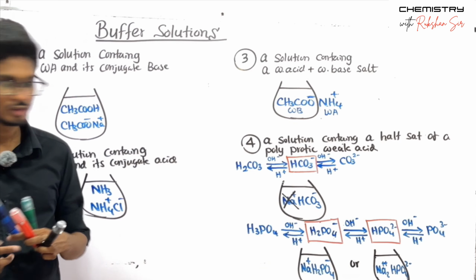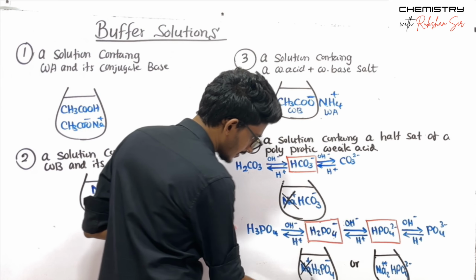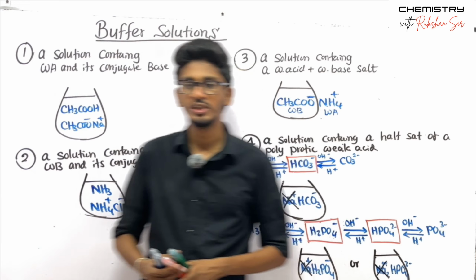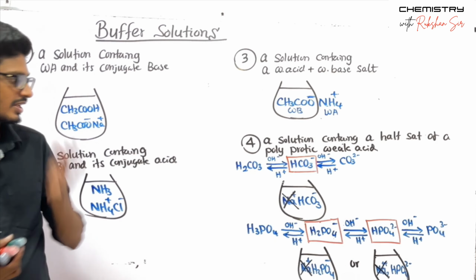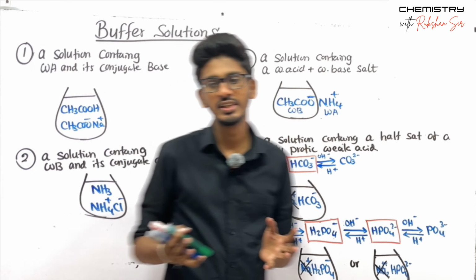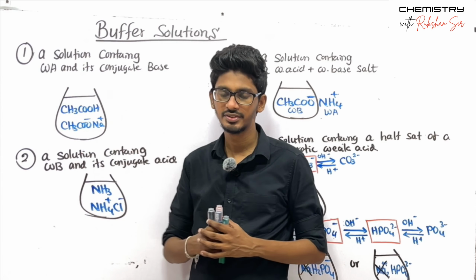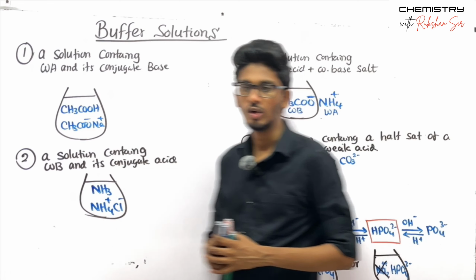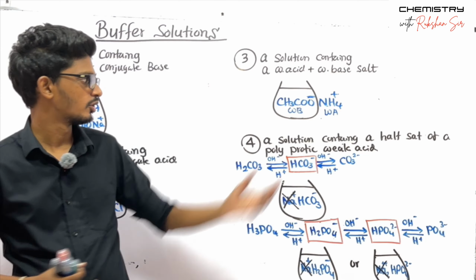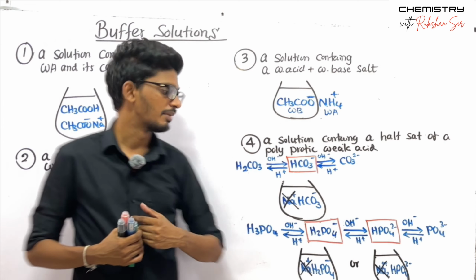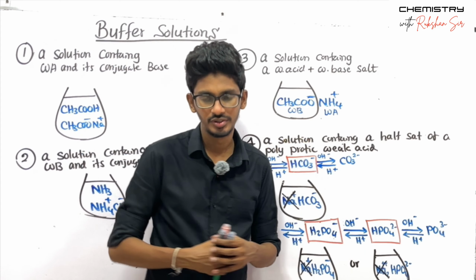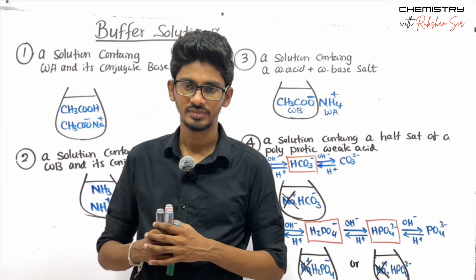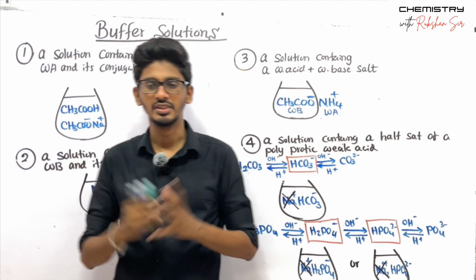There's nothing to do with these Na pluses, right? It is all about the half salts. So these are the four kinds of buffer solutions available in nature. Buffer solutions containing weak acids and their conjugate base, or buffer solutions containing weak bases and their conjugate acids, or buffer solutions containing weak acid weak base salts, and the buffer solutions containing the half salts of polyprotic weak acids. All of these solutions represent buffer solutions.